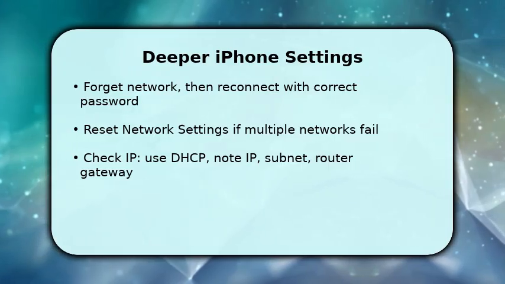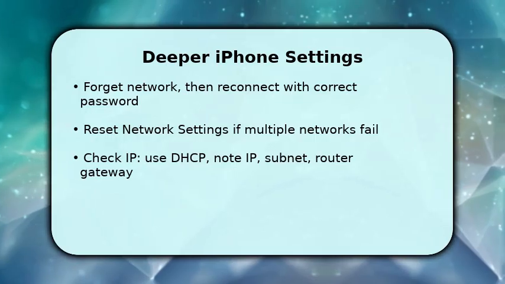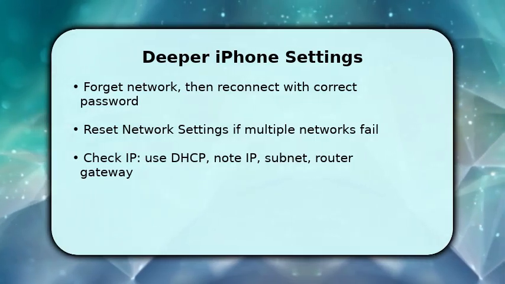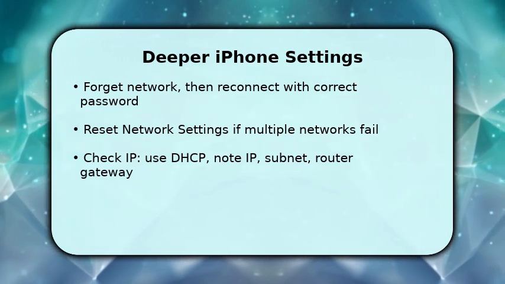Ensure DHCP is active and the phone received an IP, subnet mask, and router gateway. Incorrect addressing explains many no-internet cases. Finish by addressing the router and collateral settings.